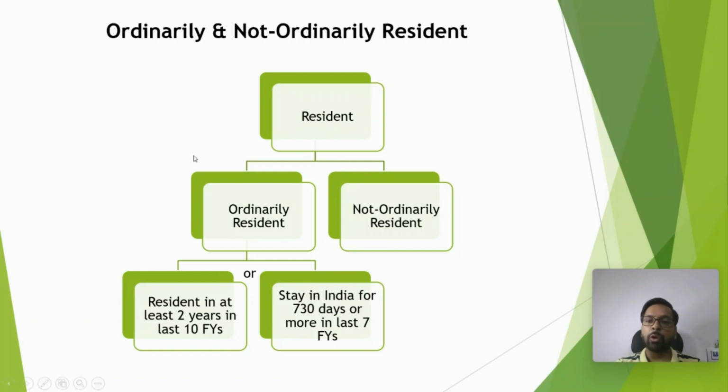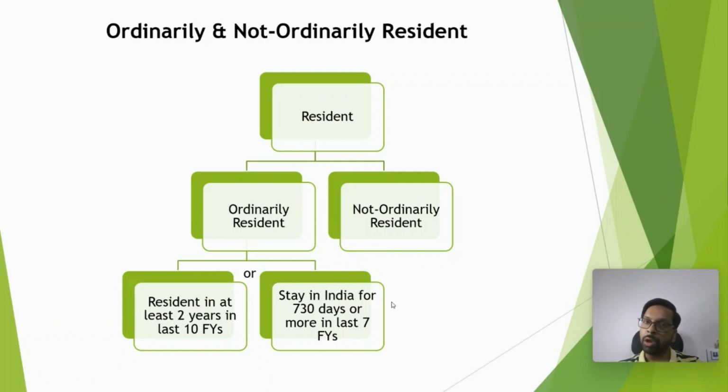So for a resident person to be termed as an ordinary resident, there are two conditions and he should satisfy either of these conditions. First, he should be a resident in India in at least 2 years of the last 10 financial years. So for the financial year we are checking, leaving that financial year, in the preceding 10 financial years, he should be a resident in any two of the financial years. Or if he does not fulfill this condition, then his total stay in India during the preceding 7 financial years should be at least equal to 2 years or 730 days.